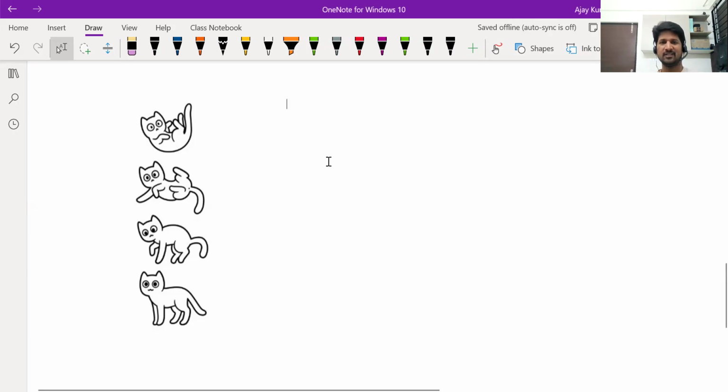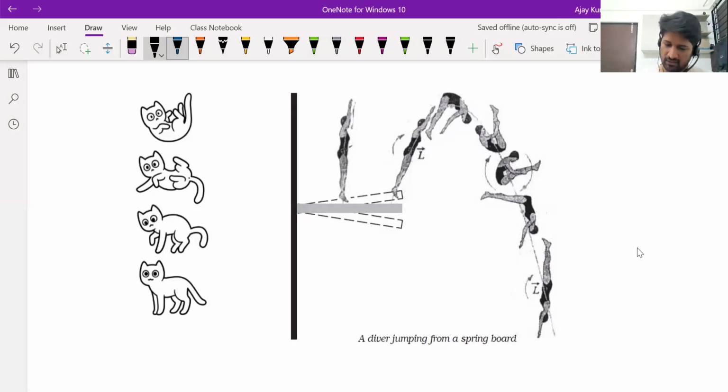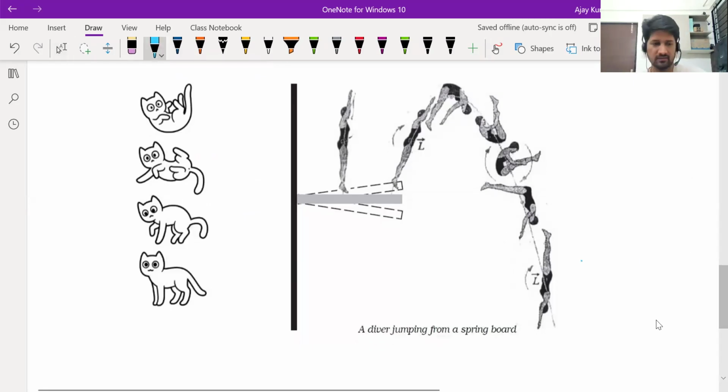Okay, this is another example given in your textbook. A diver jumping from a springboard. If you have ever seen diving, then you will know that divers are supposed to spin mid-air, but finally, just before they land on water, they are supposed to make themselves straight like this, such that they don't create a splash when they land on water.